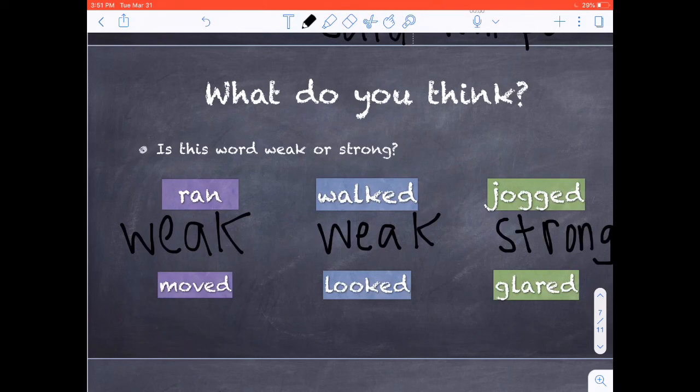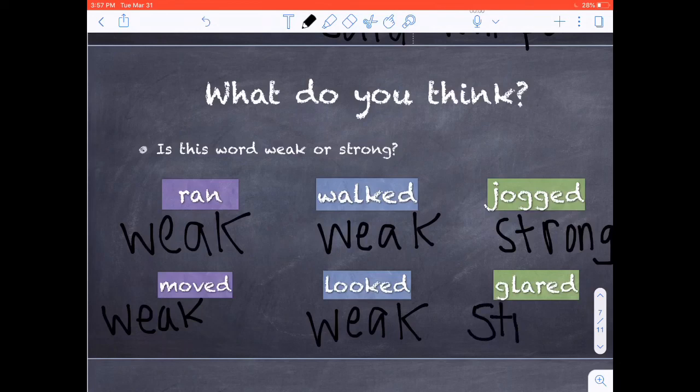Next up is moved. Is moved strong or is it weak? Can I think of other words that would describe this? Ran, sprinted, and slithered are better ways to describe how someone or something moved. Looked. Can I think of a stronger way to describe looked? I can, so I'm going to say this is weak. And finally, glared. Is this strong or is this weak? Can I envision something? And is it specific enough? I'm going to say yes. Glared is a very strong descriptive word describing how someone looks at someone.